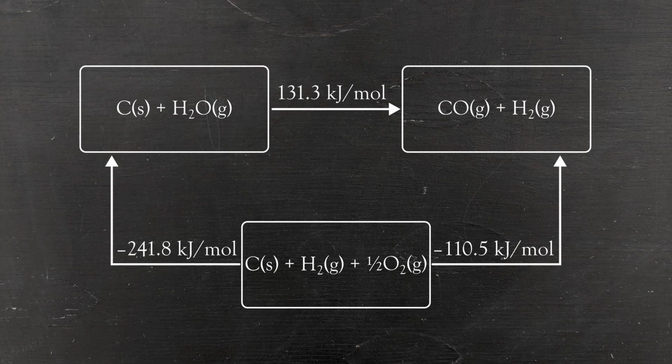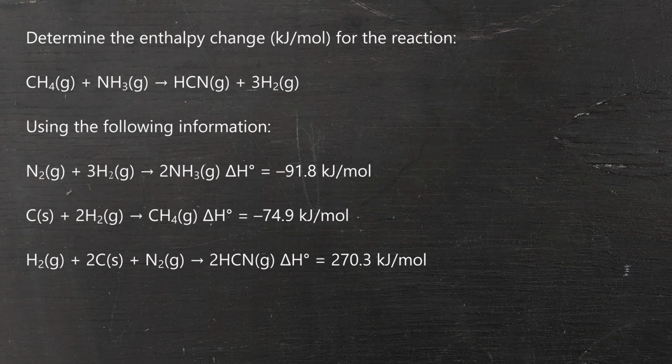So now let's look at a couple of questions like you might find in an exam or quiz related to Hess's law. Our first question is very similar to the syngas example in that we're going to be thinking about the energy it takes to make different compounds from their elements, in order to determine the enthalpy change associated with the reaction of methane with ammonia to produce hydrogen cyanide and hydrogen gas.